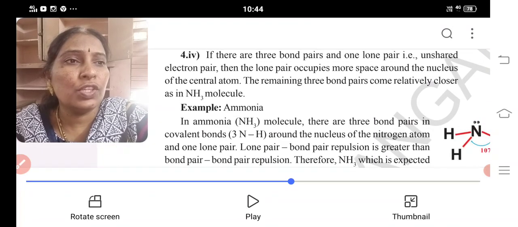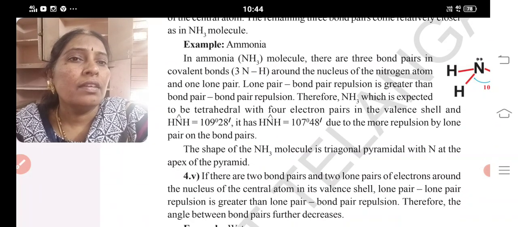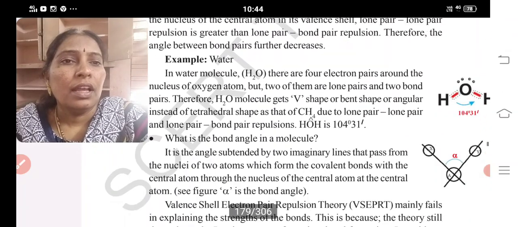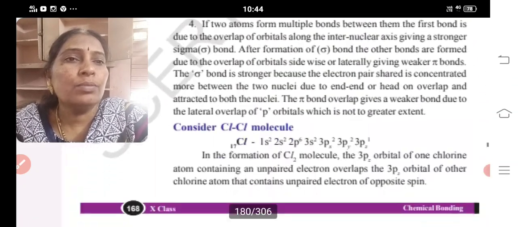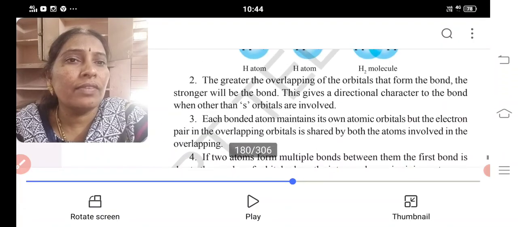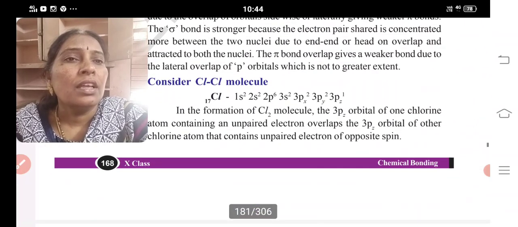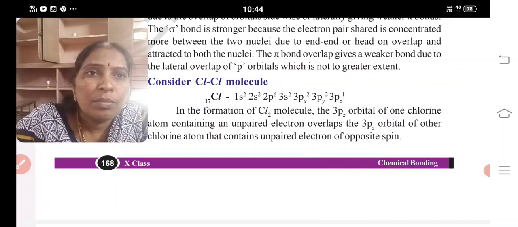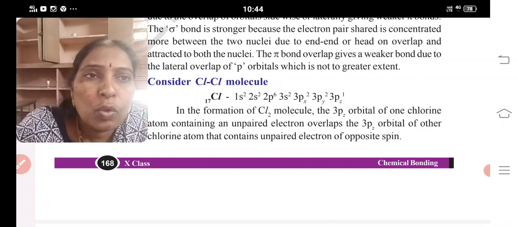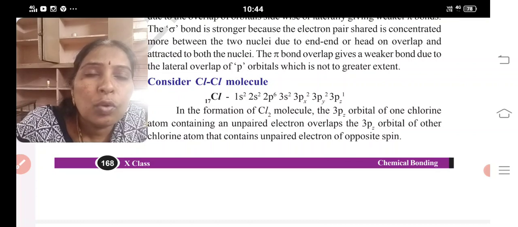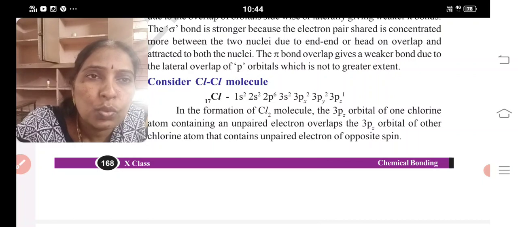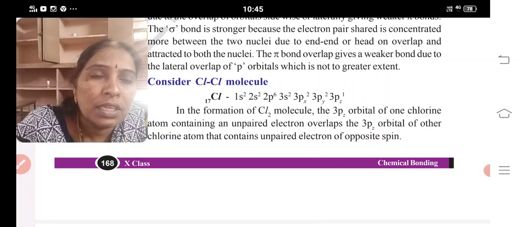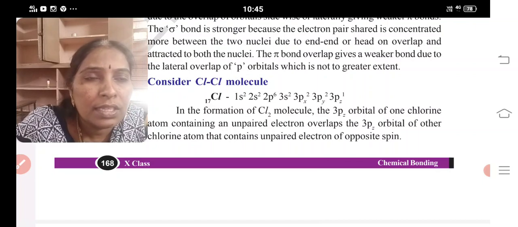Water molecule is V shaped, ammonia is pyramid shaped, and valence bond theory also we have discussed. What is valence bond theory? It explains the formation of a sigma bond and a pi bond. What is a sigma bond? See, if you look at chlorine on the screen, chlorine's atomic number is 17. Its configuration is 1s2, 2s2, 2p6, 3s2, 3px2, 3py2 and 3pz1.